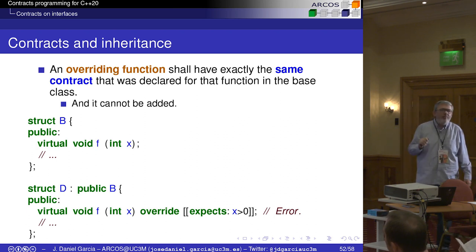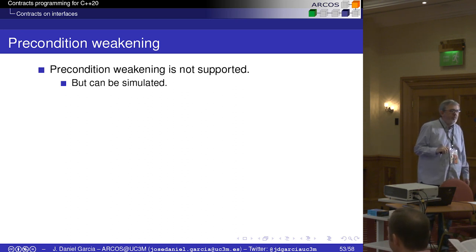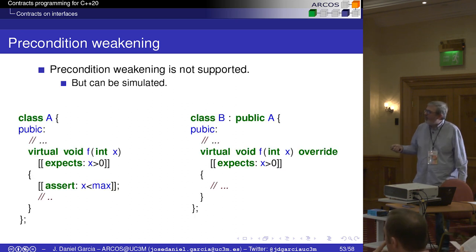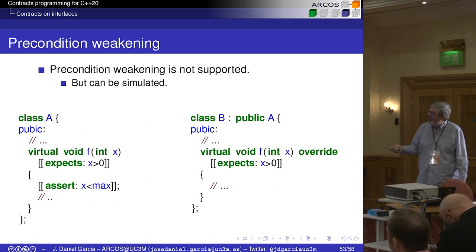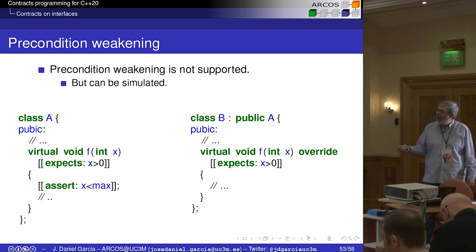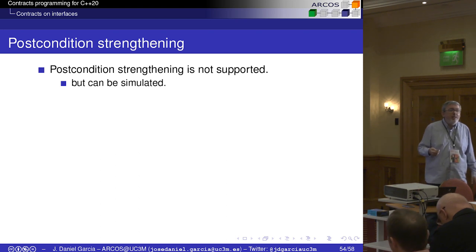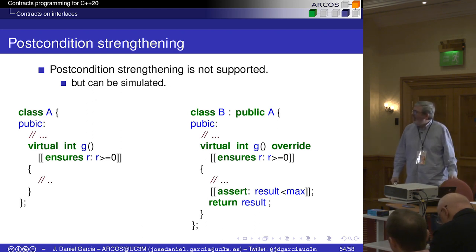Now, given all this, what do I do if I want to weaken a precondition, which is something that you might want to do? Well, you can always simulate it by keeping only the common part as an expectation and adding the additional strong part in the base class as an assertion. And in the same way, you can strengthen a postcondition by keeping the common part in the interface, and the additional part you add in the postcondition as an assertion.